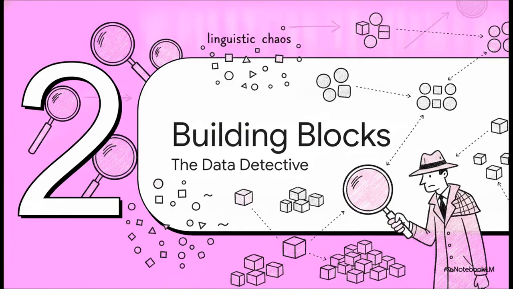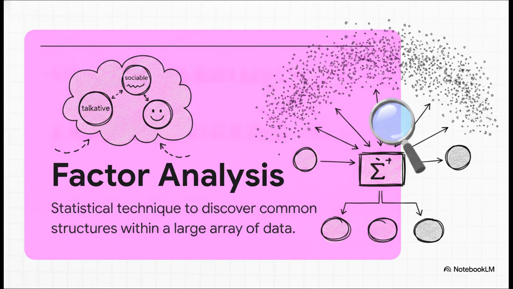Section 2, Finding the Building Blocks, the Data Detective at Work. So, to find some sort of order in this linguistic chaos, Cattell acted as a true data detective. He realized pretty quickly he couldn't just guess which words belonged together. He needed an objective mathematical tool. And that brings us to factor analysis. Now, don't let the term intimidate you. At its core, factor analysis is simply a statistical technique used to discover common structures within a massive array of data.